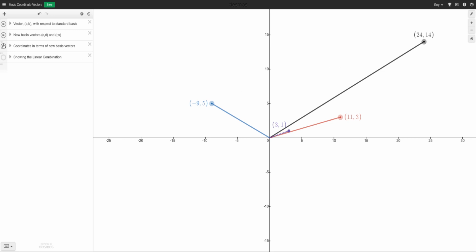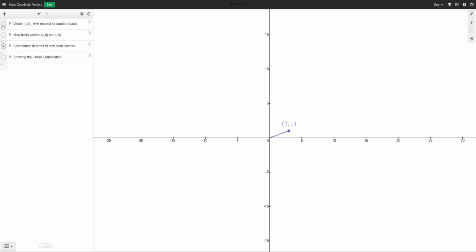Now, to showcase that, I'm going to turn off the bases and I'm going to turn off this as well. What you're looking at right now is actually not our standard XY axis, but instead, this is our B1 axis and our B2 axis, where B1 and B2 are defined by the vectors 11, 3 and negative 9, 5. It's just skewed in our vision here. So the vertical is actually negative 9, 5, and the horizontal, again, is actually 11, 3.